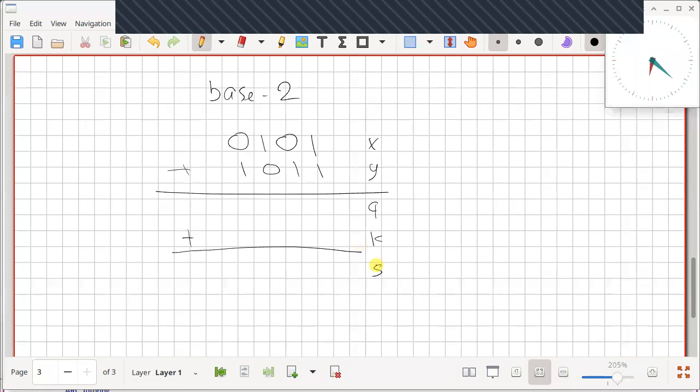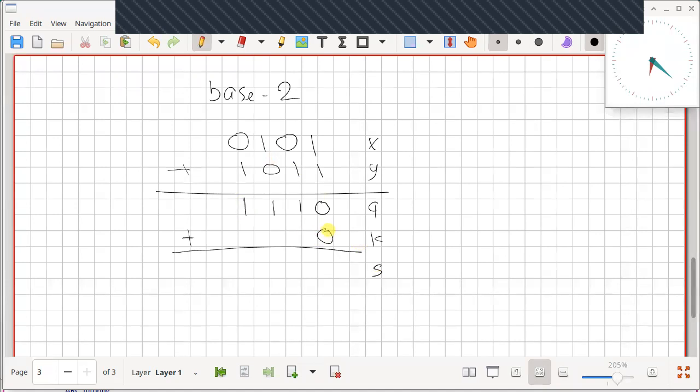I want to figure out the Q first, which is done by exclusive OR. So 1 exclusive OR with 1 is a 0. 0 exclusive OR with 1 is a 1. 1 exclusive OR with 0 is a 1. This is also a 1 over here. And now I have to compute the K's. This is starting with a 0.